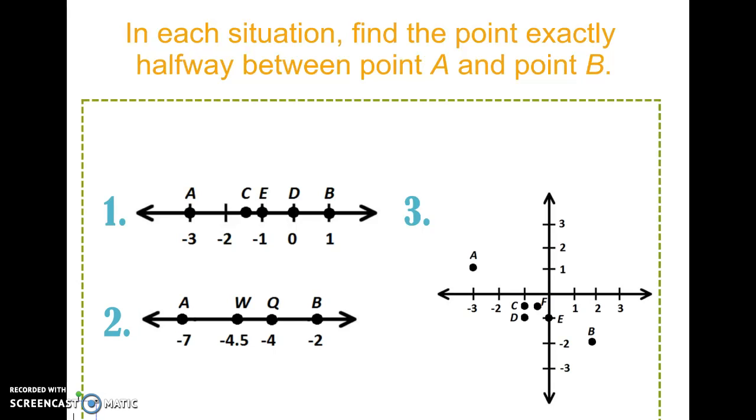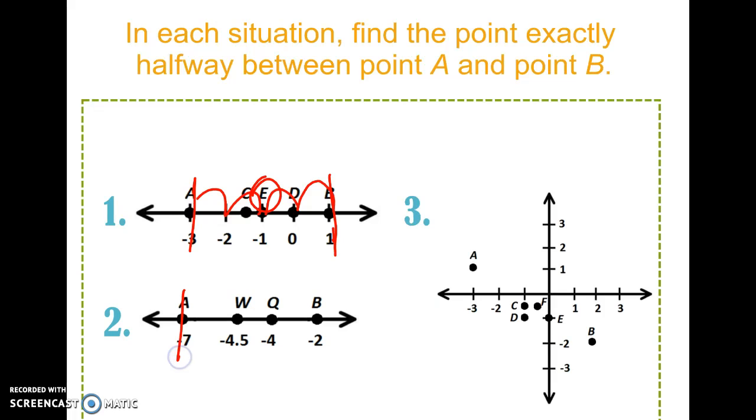So if we look at number 1, we only are focusing on A and B. And then we're looking for the halfway point between the two. So if we ignore all the other dots, if I count this way 2 spaces and count this way 2 spaces, E would be my halfway point.